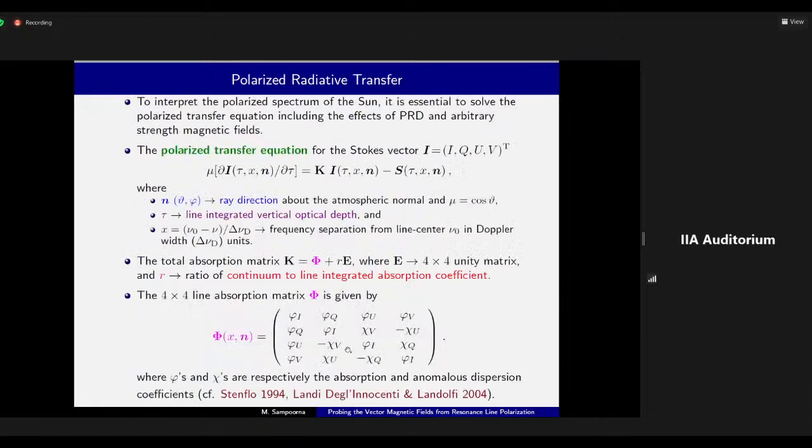To exploit this, it is first essential to solve the polarized transfer equation, including the effects of PRD and arbitrary strength magnetic fields. The polarized transfer equation for the Stokes vector IQUV is given here. For a planar atmosphere, K is the total absorption matrix, and it is a sum of the line absorption matrix plus the continuum, which absorbs isotropically. The line absorption matrix has this well-known form, where the phi's are the absorption coefficients, which are different for different polarization states, and the chi's are the anomalous dispersion coefficients, which basically describe the magneto-optical effects, namely the Faraday rotation and the Voigt effect.